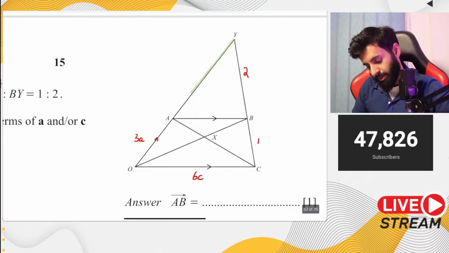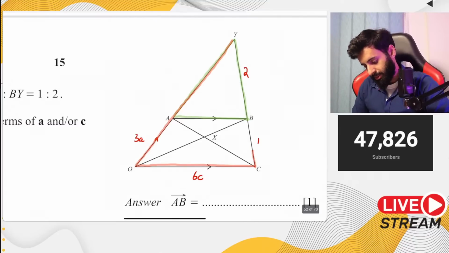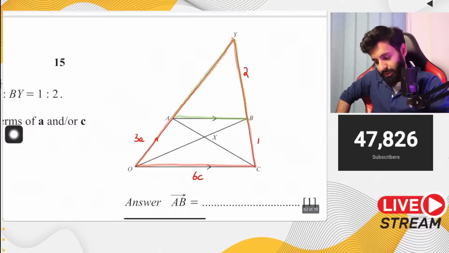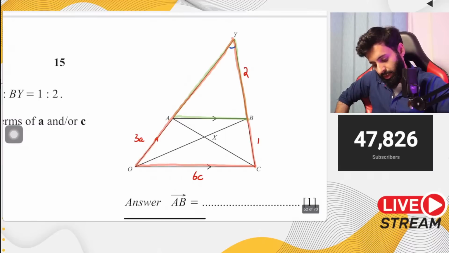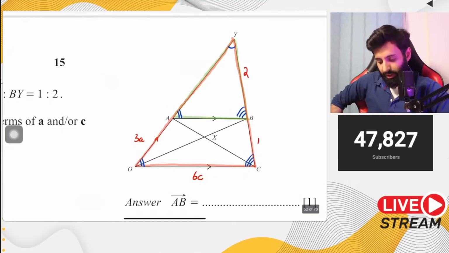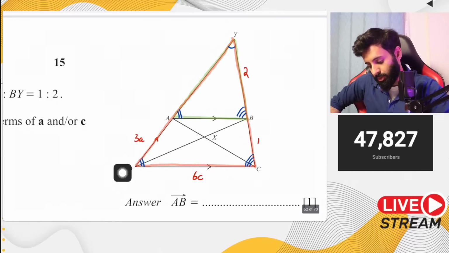So the other pair of similar triangles that you have is this. This is another pair of similar triangles. Now, why are they similar? They're similar because these two lines are parallel, and because these two lines are parallel, first of all, they have a common angle. This angle will be the same as this angle, and this angle will be the same as this angle due to corresponding angles. Ignore these two triangles in between and just focus on AYB and OYC.